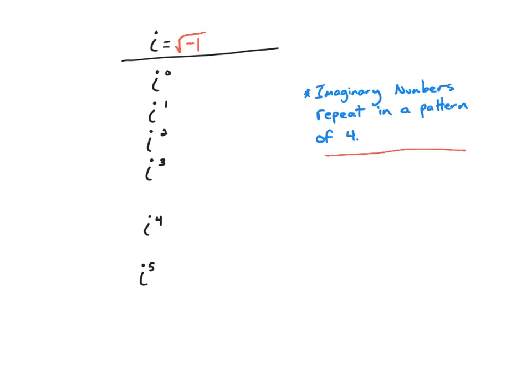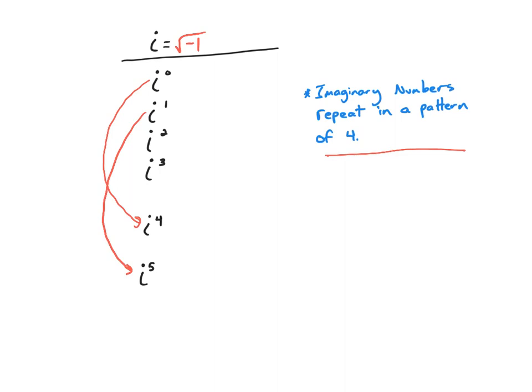We'll evaluate i to the first, evaluate i to the second, evaluate i to the third. If we're doing things correctly because of our pattern of 4, i to the fourth should be the same thing as i to the 0 because the pattern then starts over. Then i to the fifth should be the same thing as i to the first because, again, the pattern starts over. So let's evaluate these numbers.